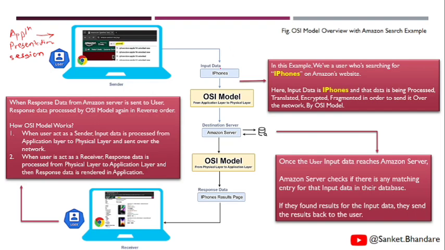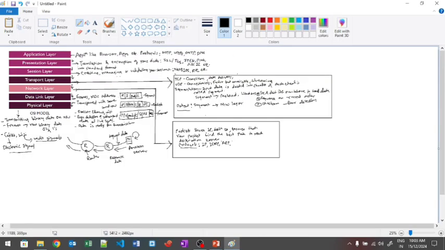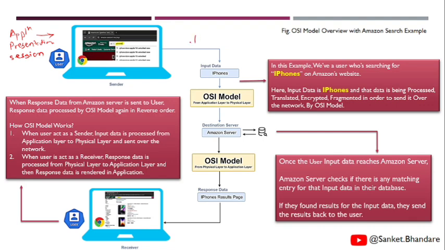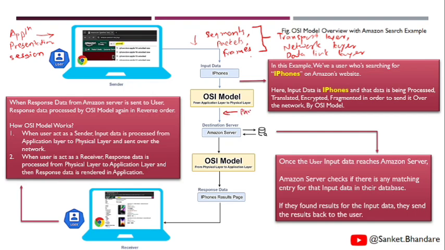When data is supposed to be transmitted over the network, your data gets converted into segments, packets, and frames, and this is the job of the transport layer, network layer, and data link layer. Further, your data is sent in the raw format using the physical layer.